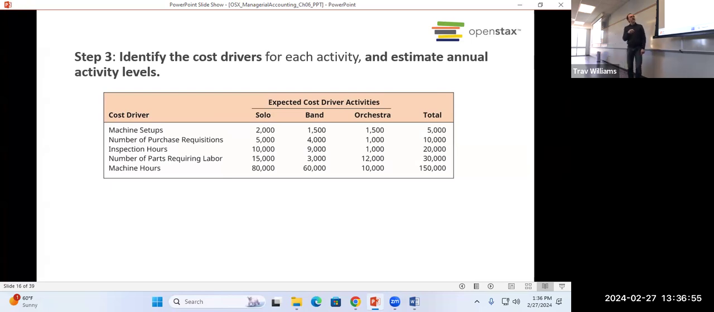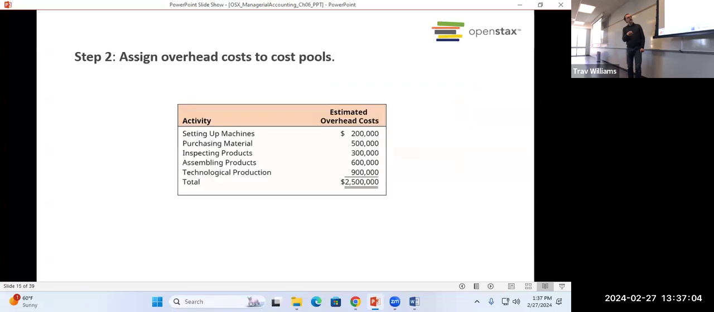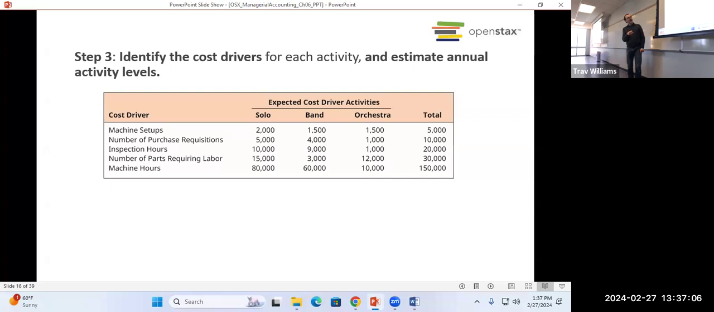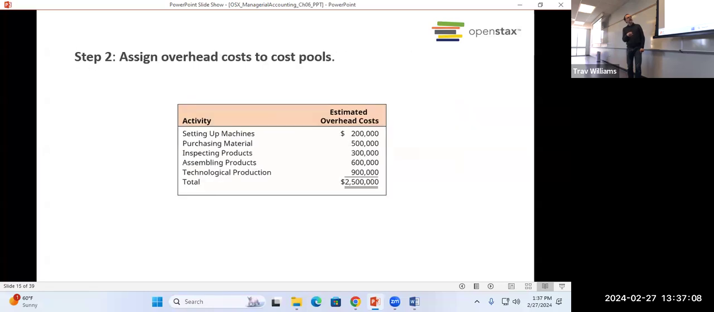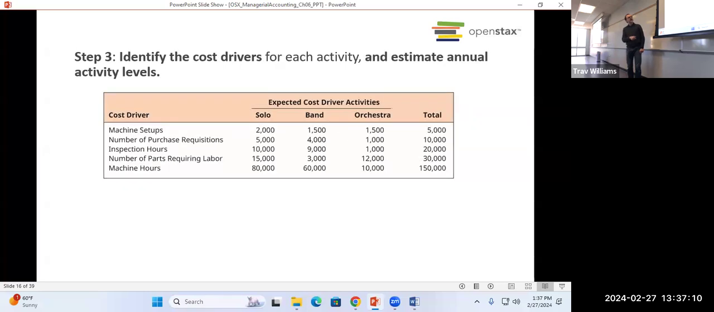How many hours are we going to spend on inspection? That could be another activity. How many parts do we need to assemble? That goes with assembling products. How many machine hours? Again, that goes with technological production. So now we've got 5 cost pools, and each one has its own activity.